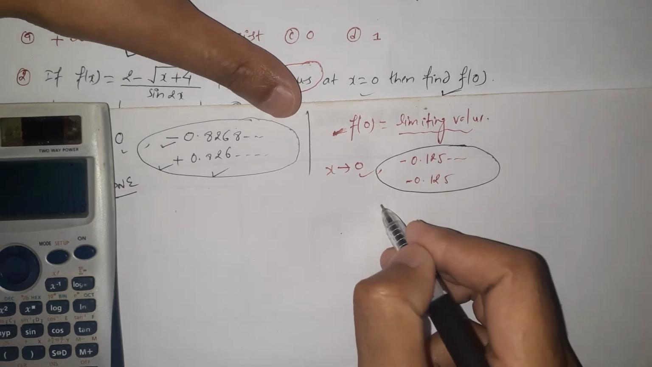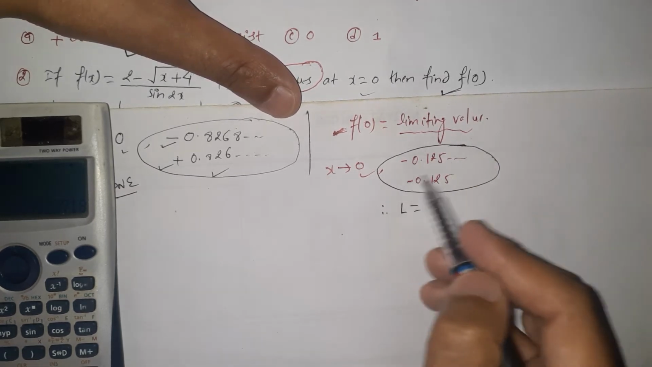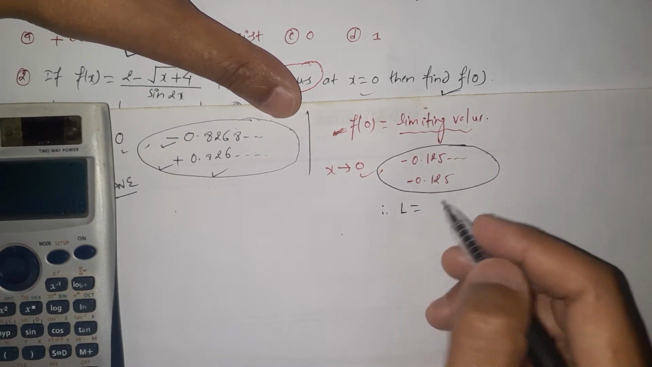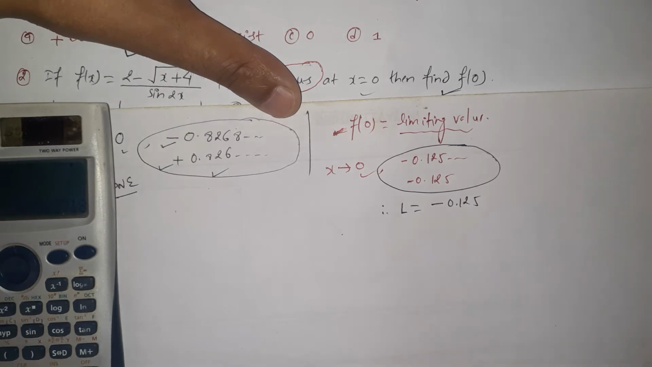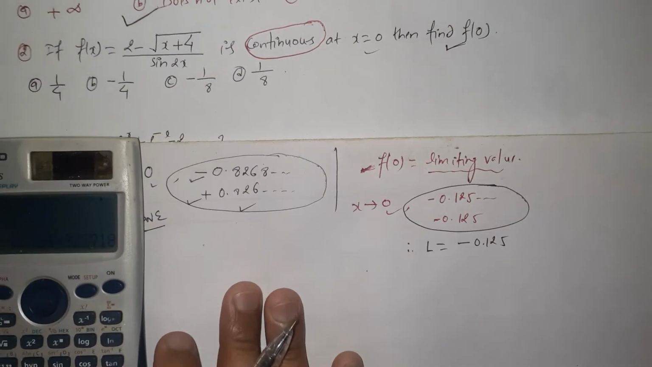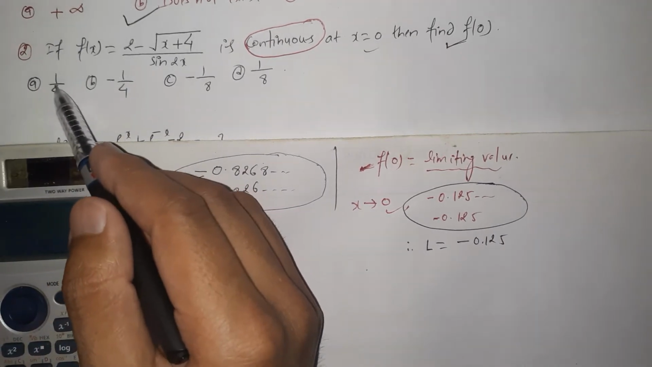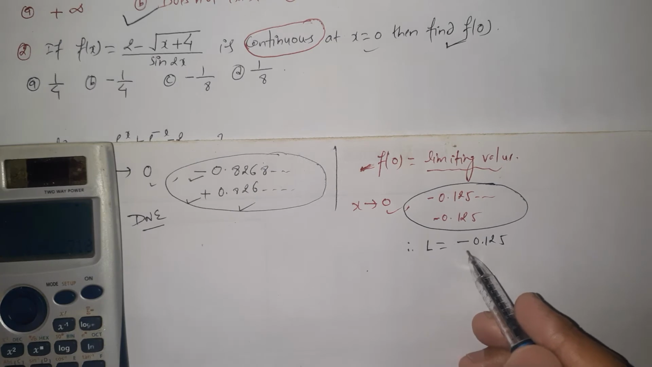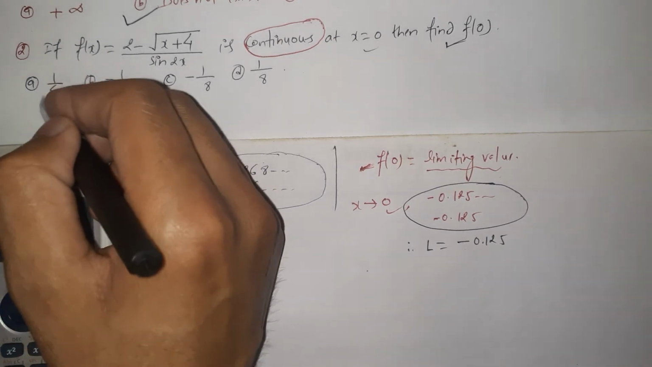Let's calculate the limiting value. The limiting value is the same value, negative 0.125. Let's check whether it is right or wrong on the options. The first option is 1/4. It is not negative, and our answer is negative 0.125, so this is the wrong answer.